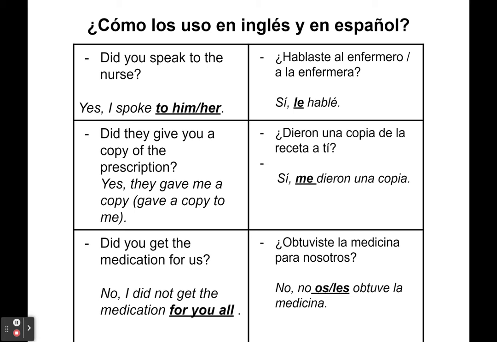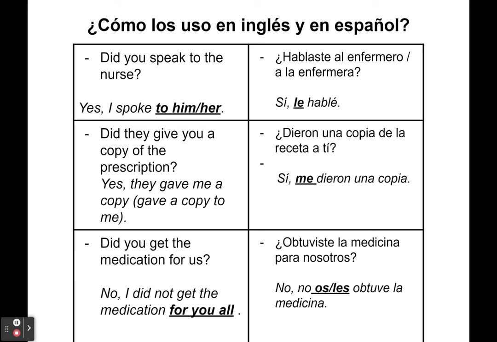And so in our question in Spanish, we have dieron, which is your verb, and that can mean did they give, sorry. Una copia de la receta, which is your direct object. What did they give? Qué dieron. A ti, to you. And of course, that's your indirect object.